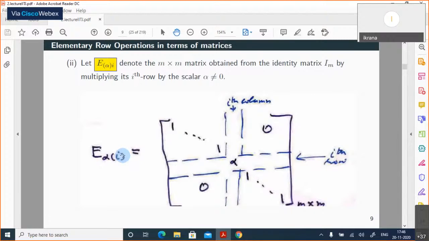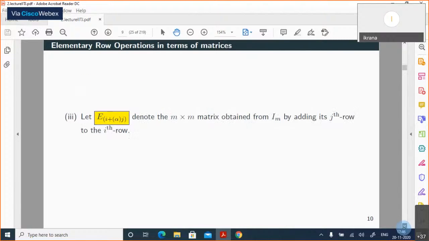Okay. So the third was addition. So let us do the addition. So you can combine the earlier one also. So I plus alpha E_ij. That means what? That means take the jth row, multiply by alpha, and add it to the ith row.